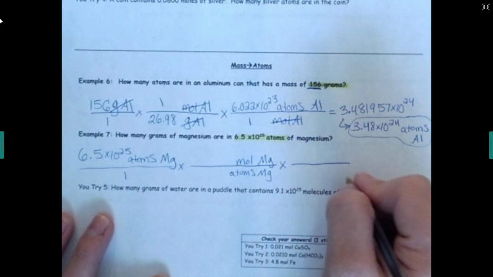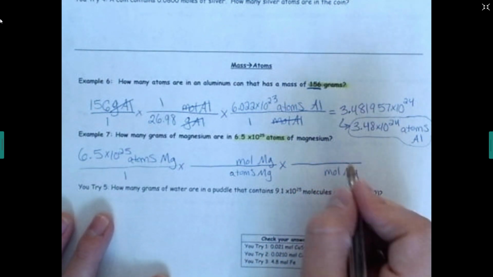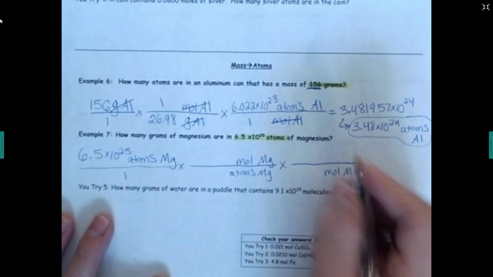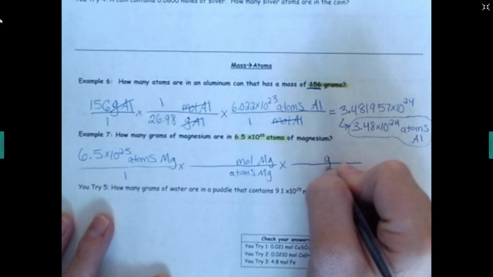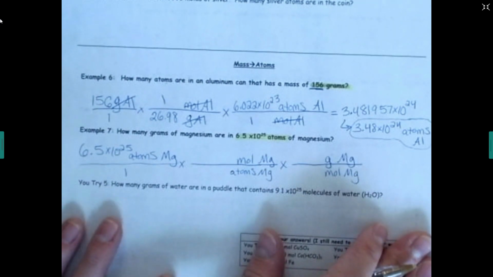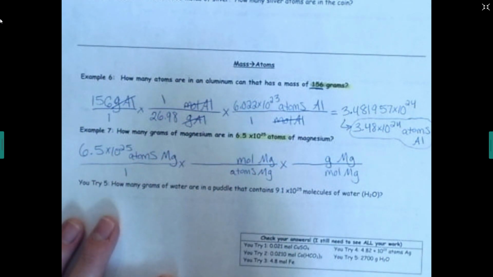Because I have moles of magnesium here, I'm going to put moles of magnesium here. And then whatever I'm looking for goes on top. I'm looking for grams. So grams of magnesium goes there. Okay. Now, see how I have all my units laid out. Now I can fill in the numbers.